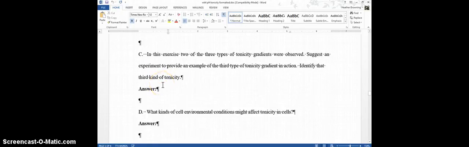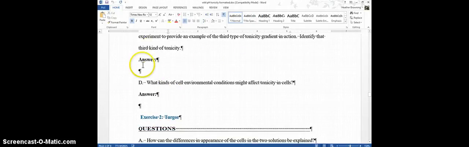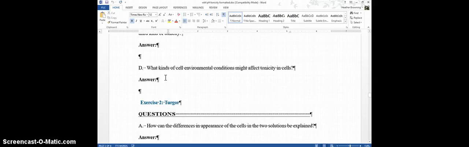And then in the exercise, you did 2 of them. What's the third type? And how could we experiment with that, right? So just tell me experiment, which one are you testing for? And then what kinds of cell environmental conditions might affect tonicity in cell?